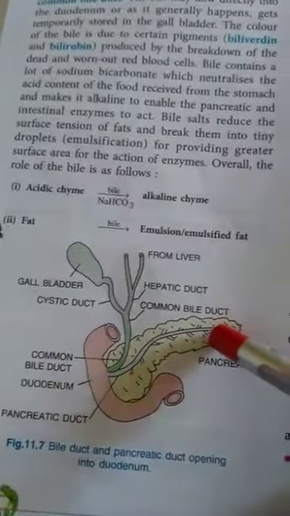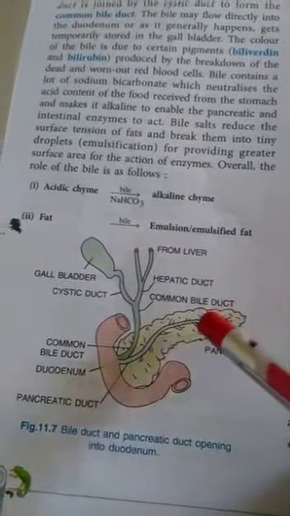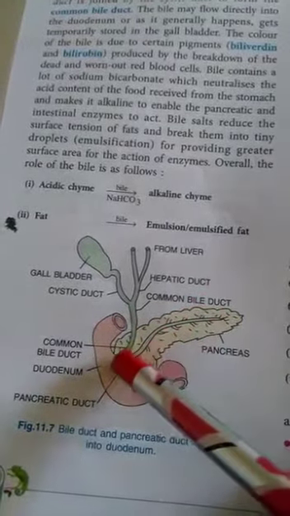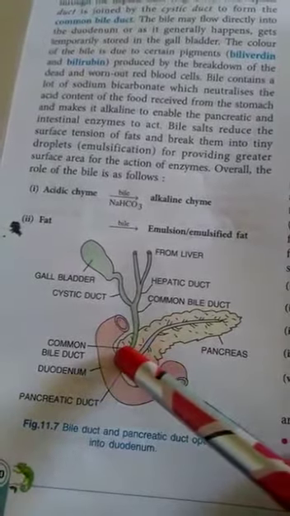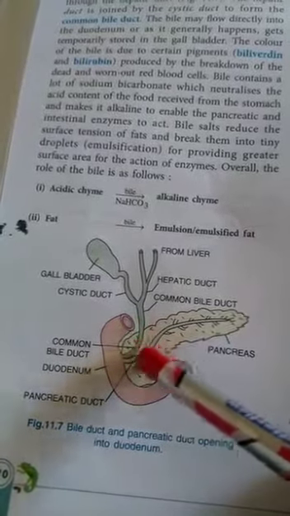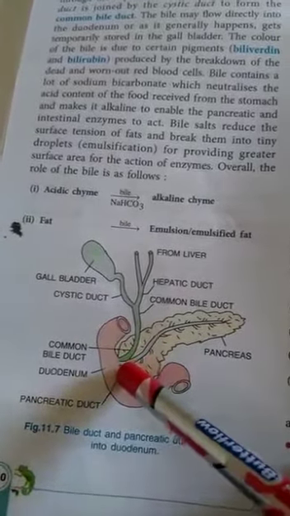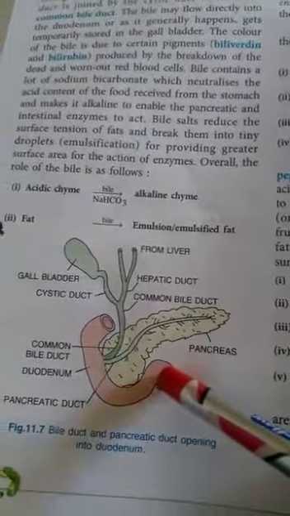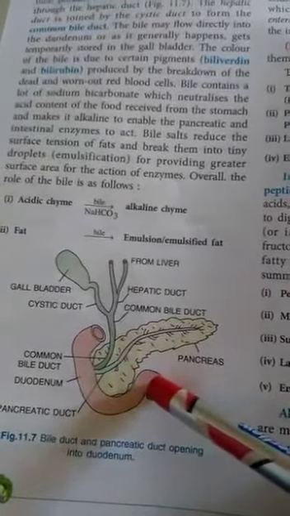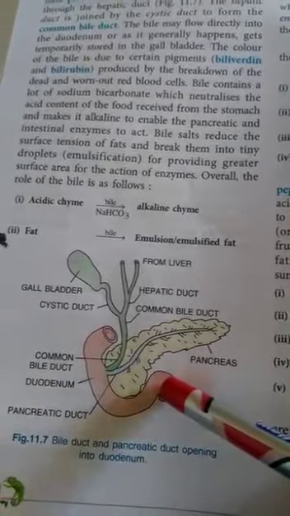The second juice comes from the pancreas, and is called pancreatic juice. The pancreatic duct brings this pancreatic juice into the duodenum, and both of these ducts open through the same opening in the duodenum. The third juice is intestinal juice, which is secreted by intestinal glands present in the walls of the small intestine.